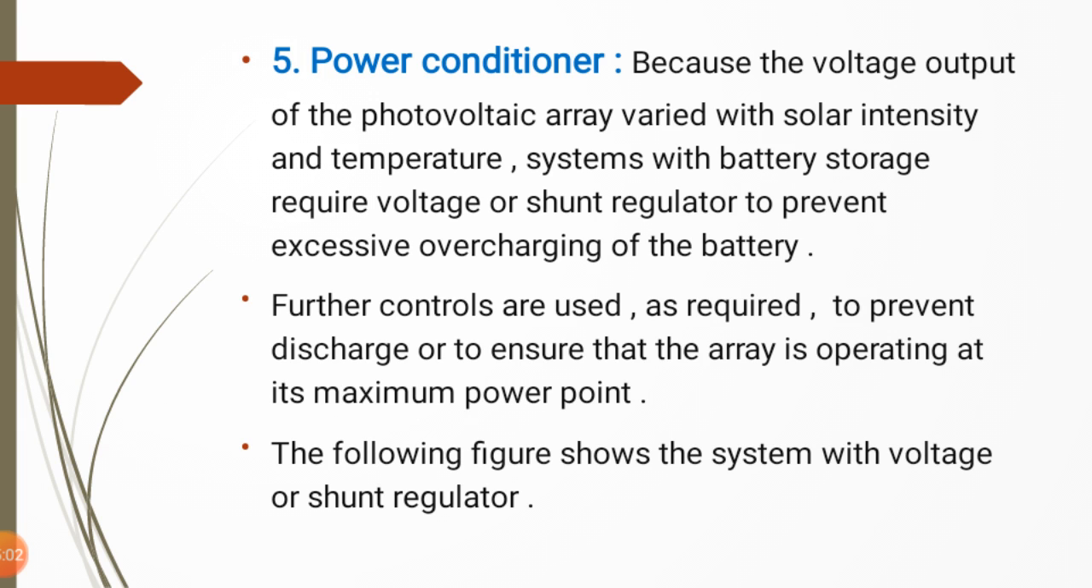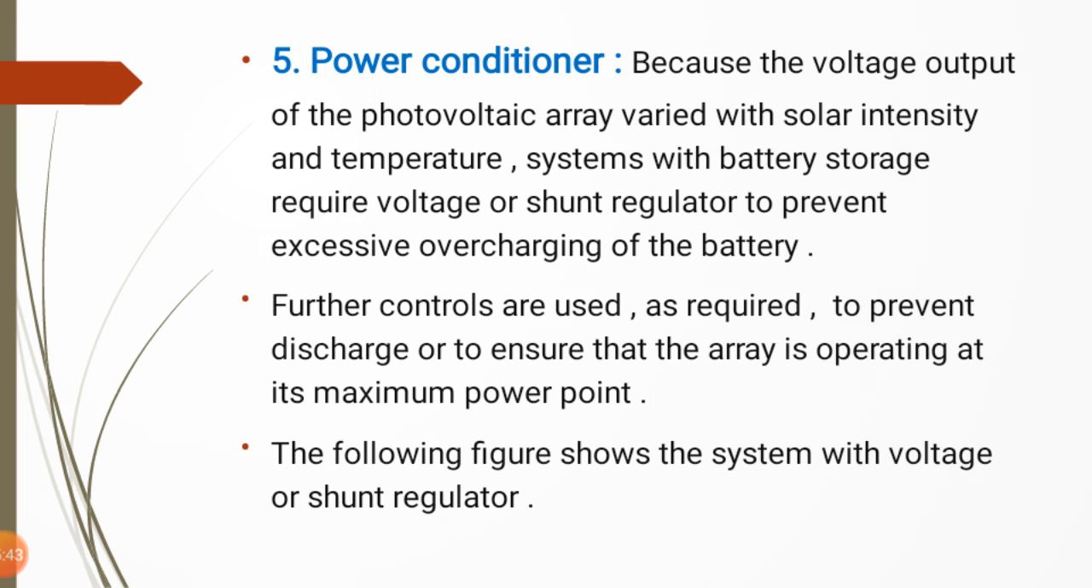We know that during sunny days the intensity of the solar light is very high, so that we are able to obtain the maximum temperature. And due to that maximum temperature and high intensity, there is a possibility of damage to the battery. So to prevent the damage of the battery, we can use a shunt regulator or voltage regulator, so that it can maintain the temperature of that system, and a limited amount of energy can be stored in the battery, so that the lifetime of the battery can be increased. So there is need of a shunt regulator or voltage regulator.